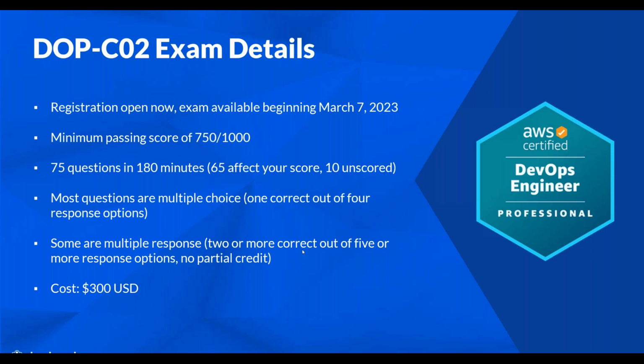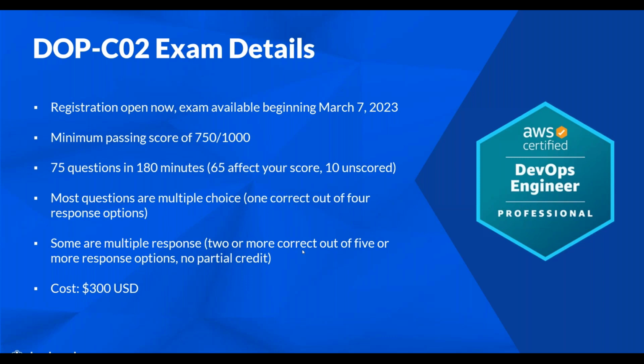So the professional level exams are 75 questions. If you've sat the associate exams, you know those are 65, but you do get a little bit more time. You get 180 minutes, so a total of 3 hours to complete those questions. And of those 75 questions, only 65 of them are going to count towards your final score. So 10 of those questions are unscored content. Unfortunately, they don't tell you which ones count and which ones don't.